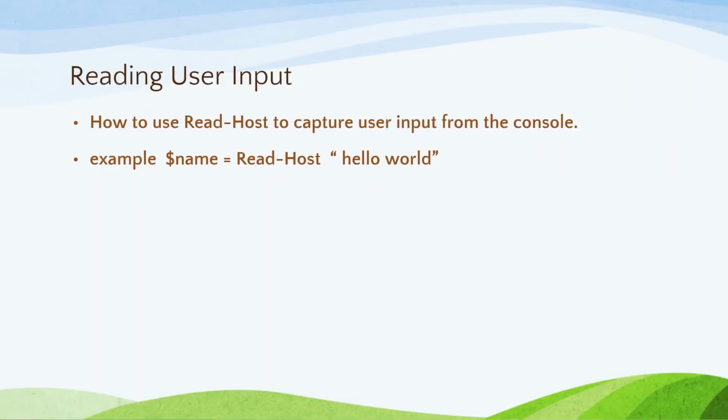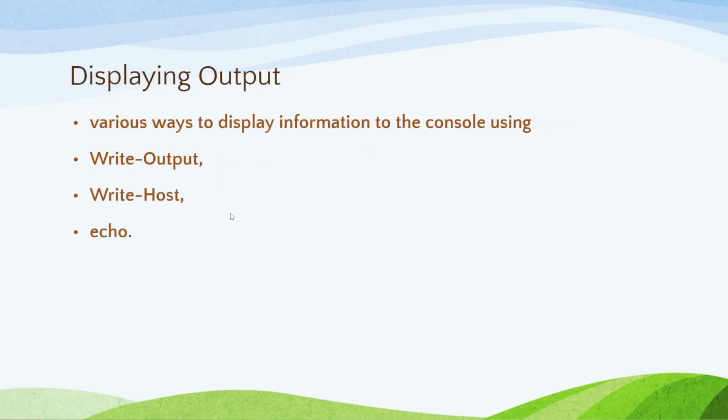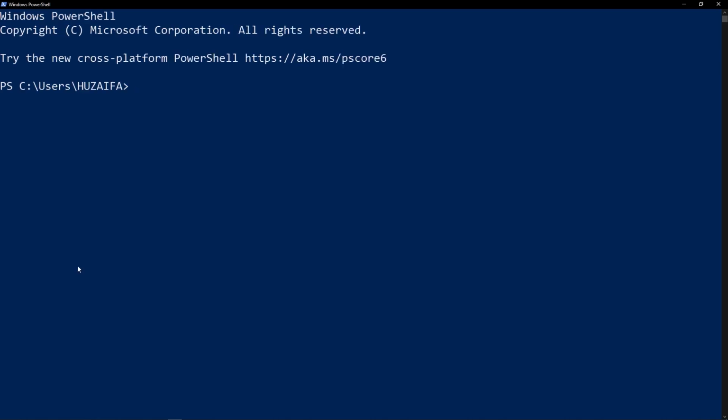First one is reading user input. So in PowerShell, to capture user input from the console, we will use Read-Host. In Read-Host we will provide a string in double quotes, close the double quote, and print this name. How will we print this name? We will use various ways to display information to the console using Write-Output, Write-Host, and echo. Let's test each one by one.